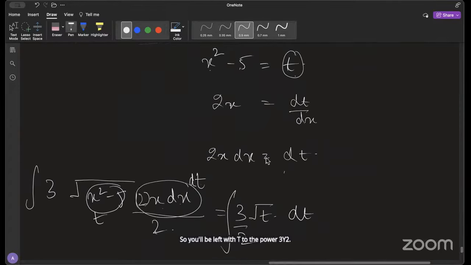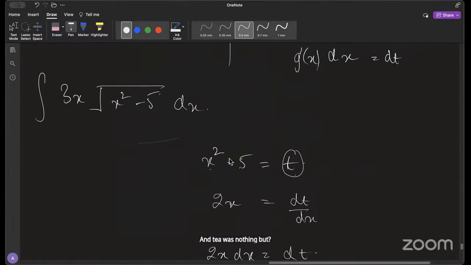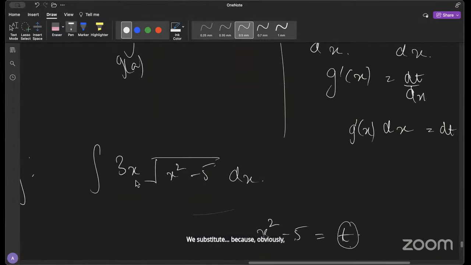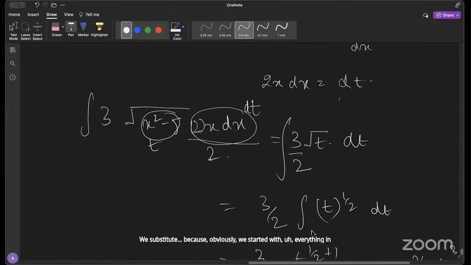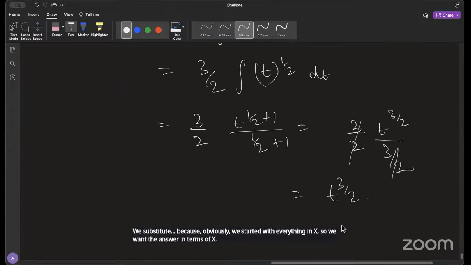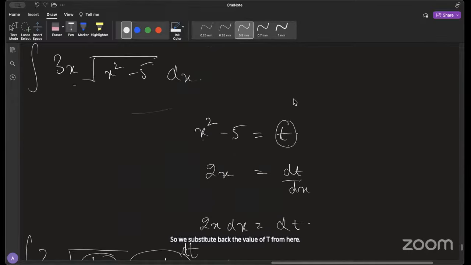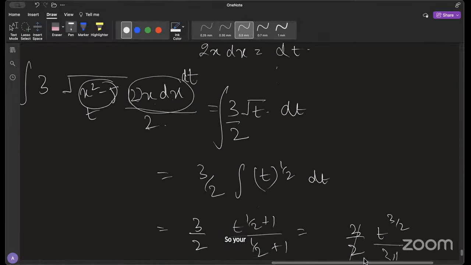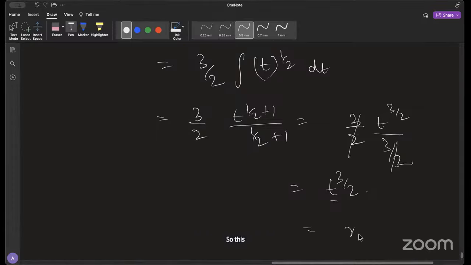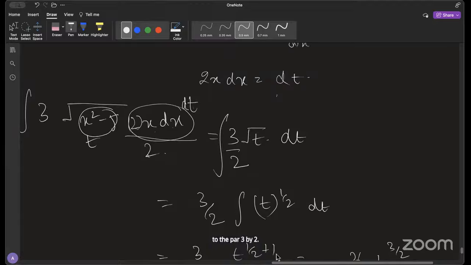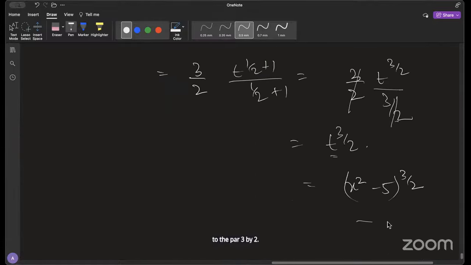And t was nothing but, we substituted because obviously we started with everything in x. So we want the answer in terms of x. So we substitute back the value of t from here. So your t was x squared minus 5. So this becomes x squared minus 5 to the power 3 by 2. And we're done.